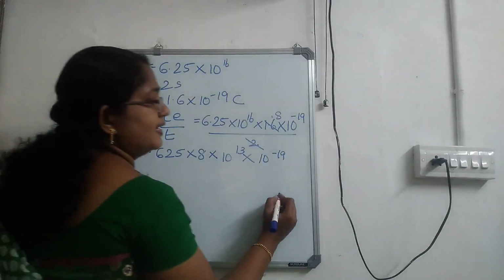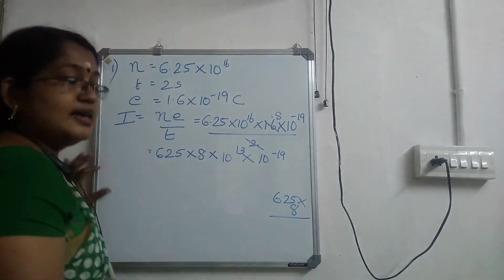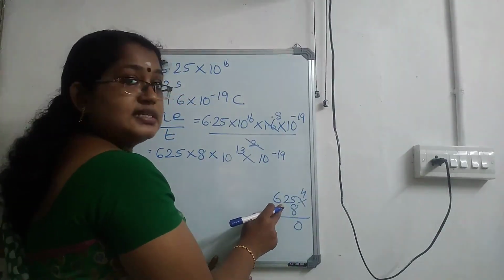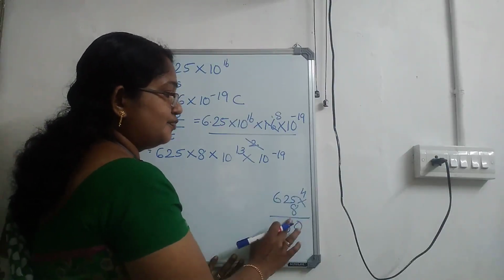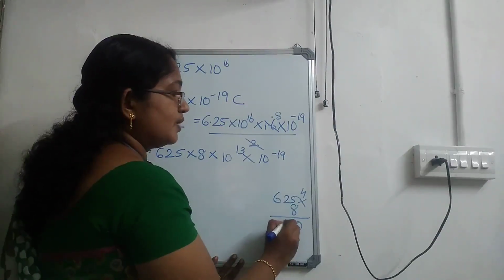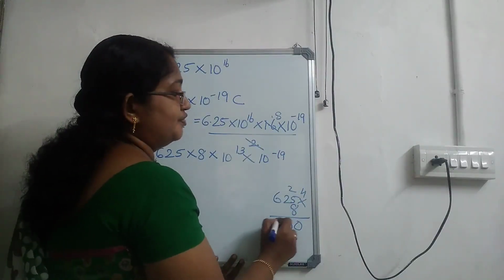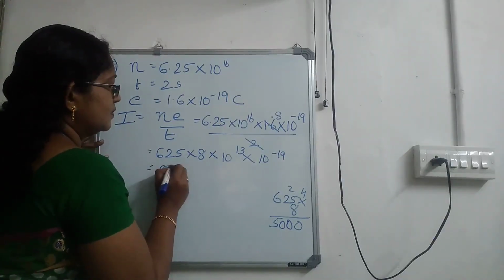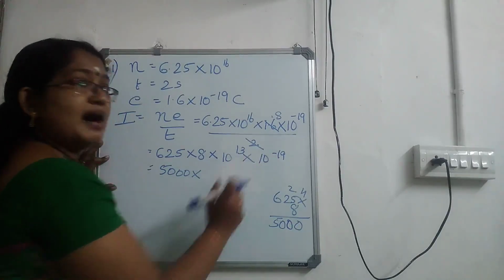Now, how much is 625 into 8? 8 into 5, 40. 4 remainder, 16. 8 into 2, 16 plus 4, 20. 2 remainder. 8 into 6, 48 plus 2, 50. So, you are getting 5,000 there. 5,000 into 10 raised to 13 and minus 19.